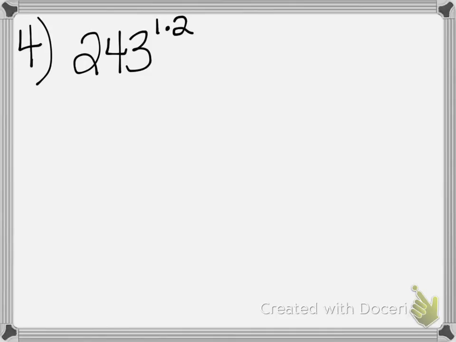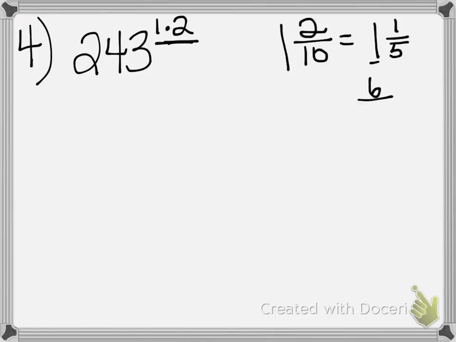Let's use our skills. We would read this 1.2 correctly by saying 1 and 2/10. So I'm going to write 1 and 2/10, so I can write it as a fraction. I'm going to go ahead and reduce that. So I get 1 and 1/5, because if I divide the 2 and the 10 by 2, I get 1/5. And now let me write this as an improper fraction. So 1 times 5 is 5, plus 1 is 6. So actually 1 and 1/5 is 6/5. So now let's rewrite this as 243 raised to the 6/5 power.